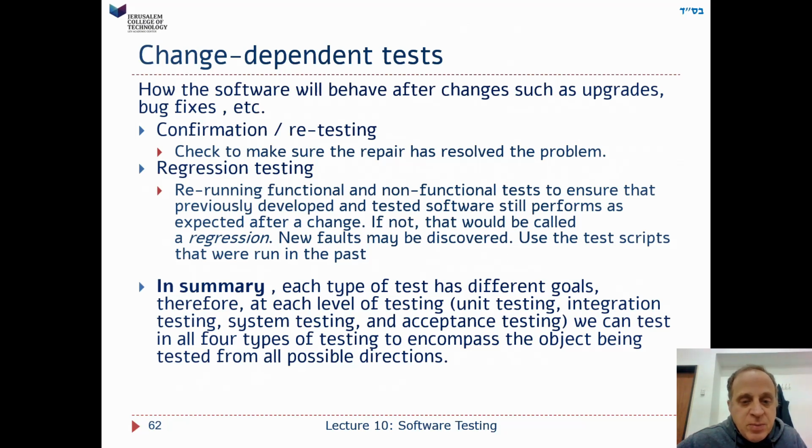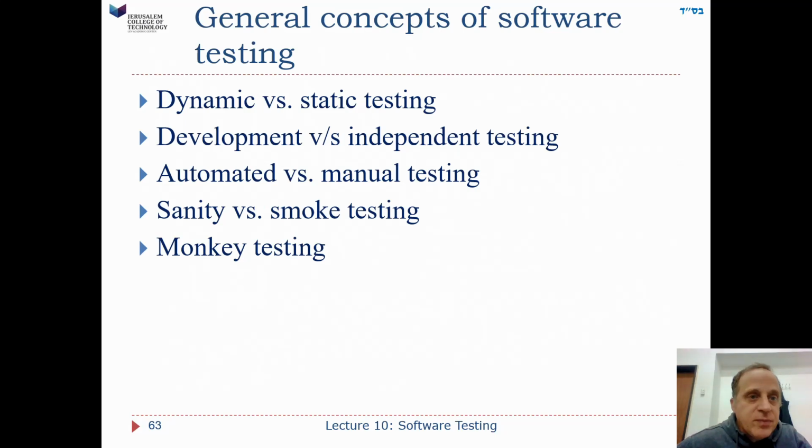In summary, each type of test has a different goal. Therefore, at each level of testing, unit testing, integration testing, system testing, and acceptance testing, those are the 4 levels, we can test for all 4 types. We can test in all 4 types of testing to encompass the object being tested from all possible directions. In other words, we always have to test all 4 of these aspects.